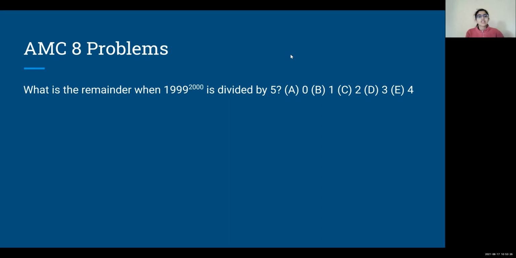When you're looking at this problem, you might think you have to do 1,999, the whole thing to the power of each number, divided by 5. However, you only need to care about the last digit, because the tens, hundreds, and thousands places are all divisible by 5. So those parts will always be 0 when it's mod 5. But the 9 part is what changes the modular residue.